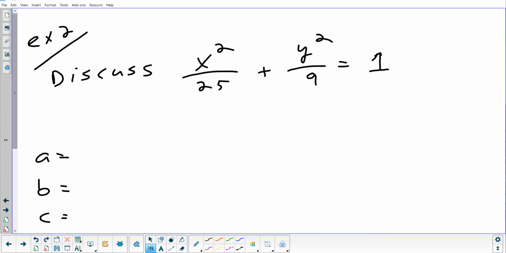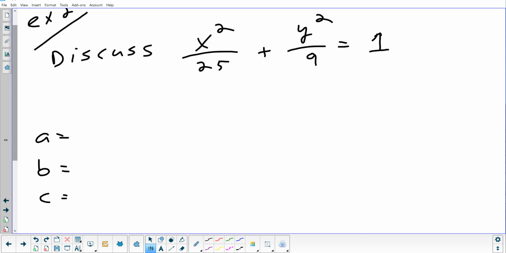Whether you're doing a problem like this one or the last one, find A, B, and C first. That's what you always want to do. So let's start with A. What's A in this case? Jack? 5. It's the square root of the bigger denominator. How about B? Yep. 3. It's the square root of the smaller denominator.